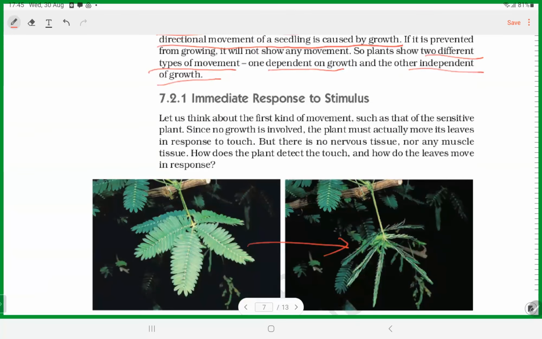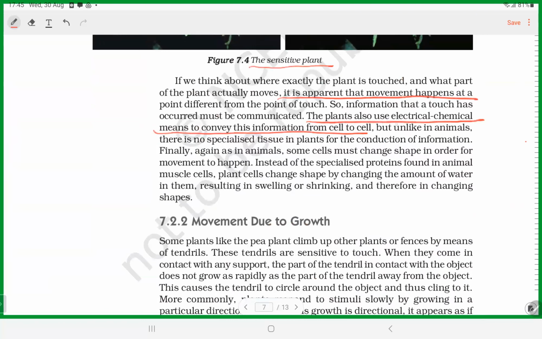Sensitive plant: no growth is involved. The movement responds to touch. So that is because of what? Electrochemical means. From one cell within the tissue to the other cell, the signal goes and slowly passes on. Like when you arrange a lot of matchboxes or coins and push one, everything falls one after another. Similarly, from one unit to another, one cell to another cell, electrochemical signal transmission. When a little force is applied, everything shows some kind of movement. That is what happens in nastic movement.